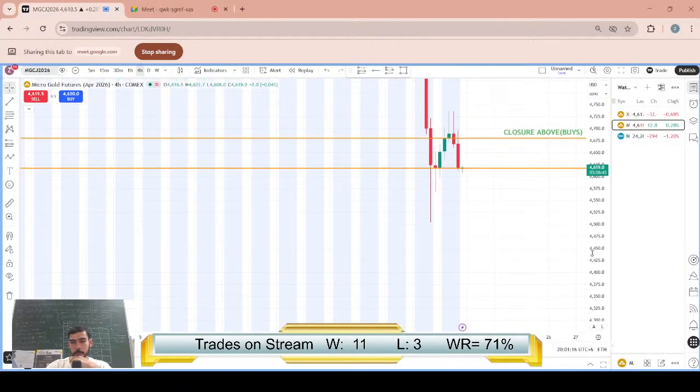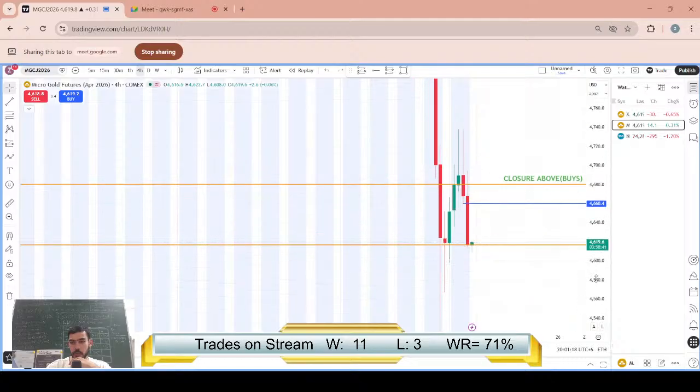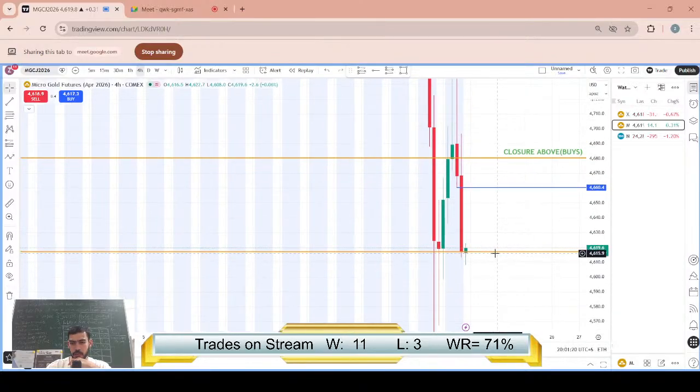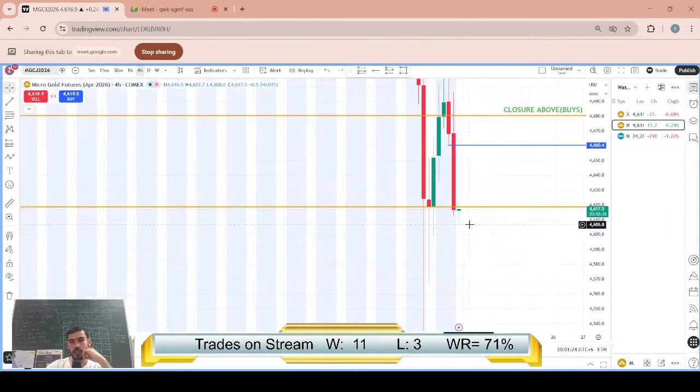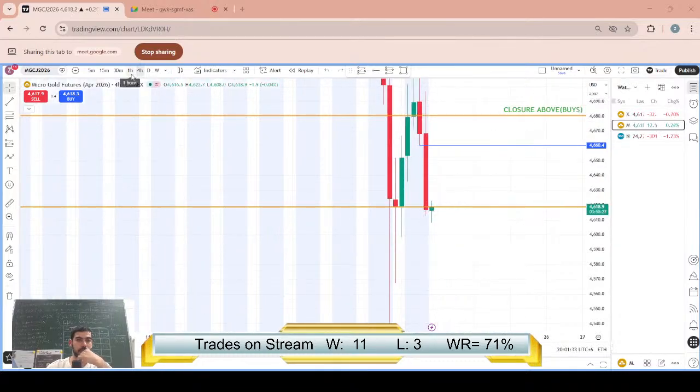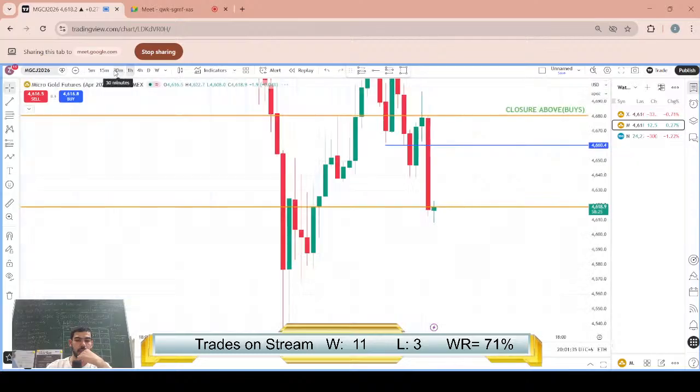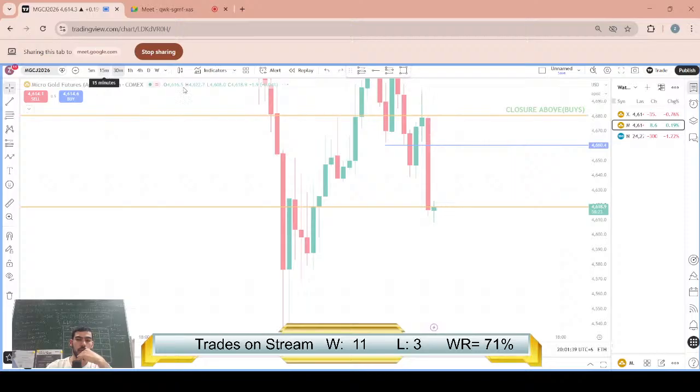Alright. So the 4 hour closed exactly at the support, I guess. It looks like a little bit below. This is also a little bit confusing. I don't like these kinds of closures. Same here. So the one I was talking about is this. Give me a second.